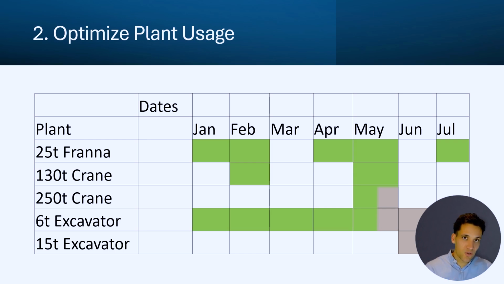The other sort of things we could do is for the crane lifts planned with the franner in February, could we use the 130-ton crane? Same with May. Could we use the 130-ton crane to do the crane lifts with a 25-ton franner? So these are all the sorts of questions we want to ask.